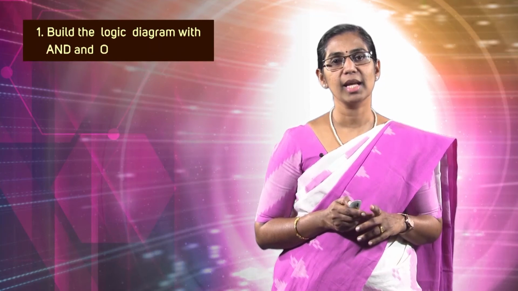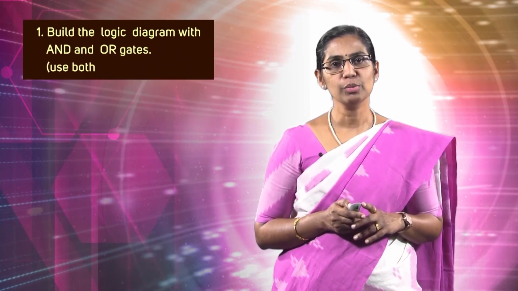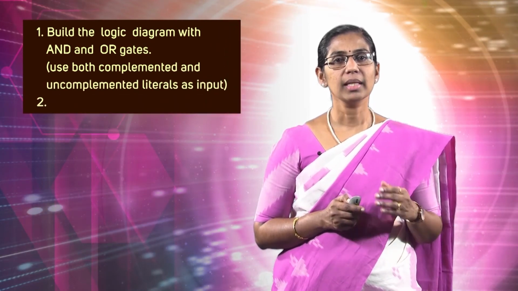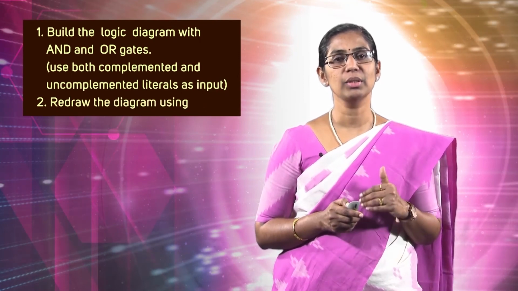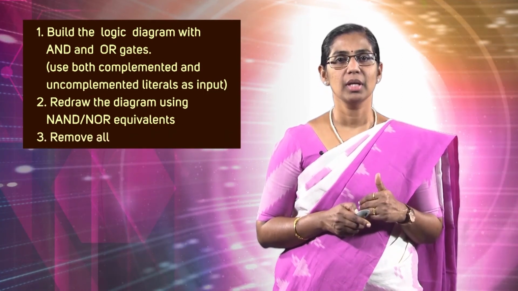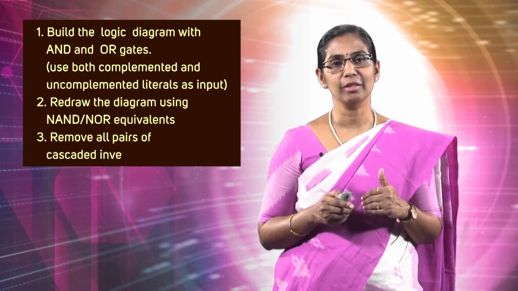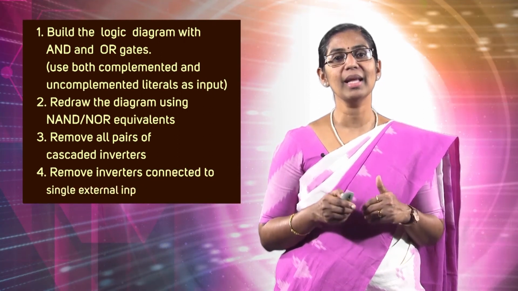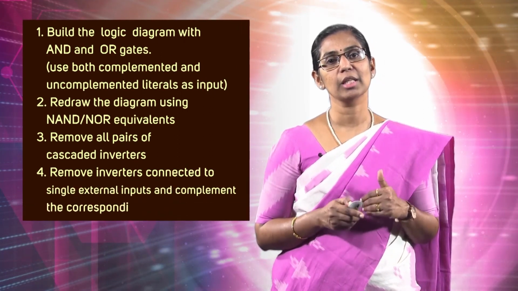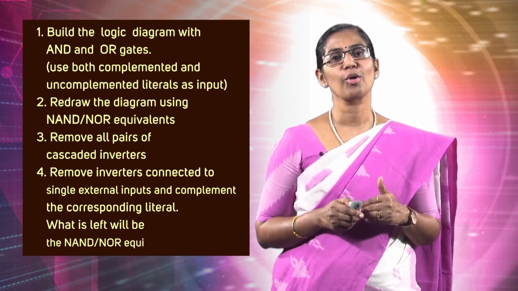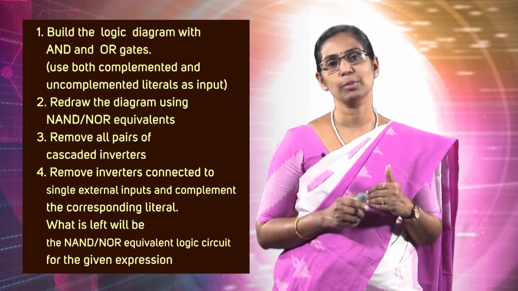The first step, build the logic diagram with AND and OR gates. You can use both complemented and uncomplemented literals as input. And the second step, redraw the diagram using NAND or NOR equivalents. Then in the third step, remove all pairs of cascaded inverters, and in the next step, remove inverters connected to single external inputs and complement the corresponding literal. What is left will be the NAND or NOR equivalent logic circuit for the given expression.